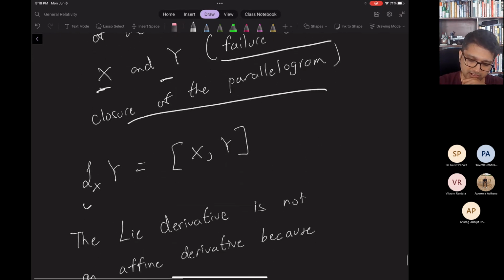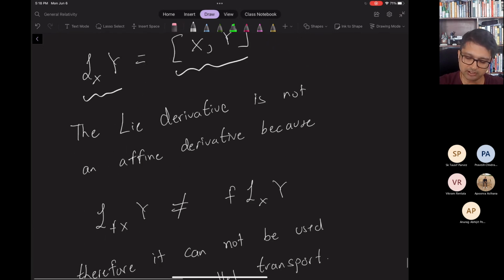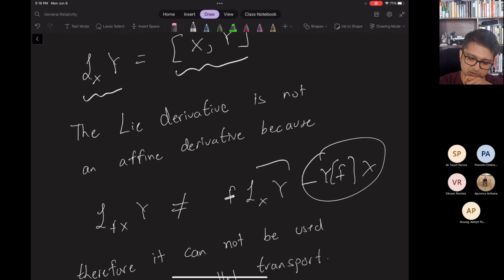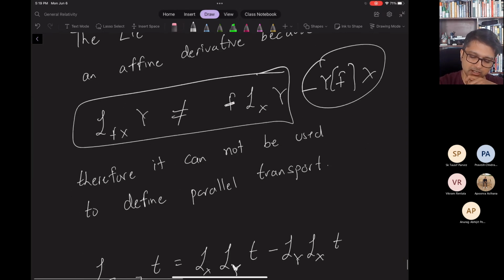So this Lie derivative of the vector field Y by X is equal to what we call the Lie bracket of X, Y. And this Lie derivative is not an affine derivative, in the sense that L_{fX} Y is not the same as f L_X Y. We saw that there's this extra piece, Y of f times X, and that's why these are not equal. And therefore this Lie derivative is not something that you can use to define parallel transport.